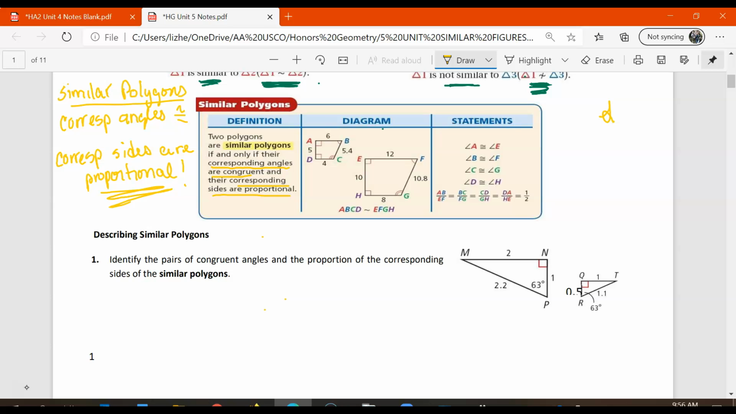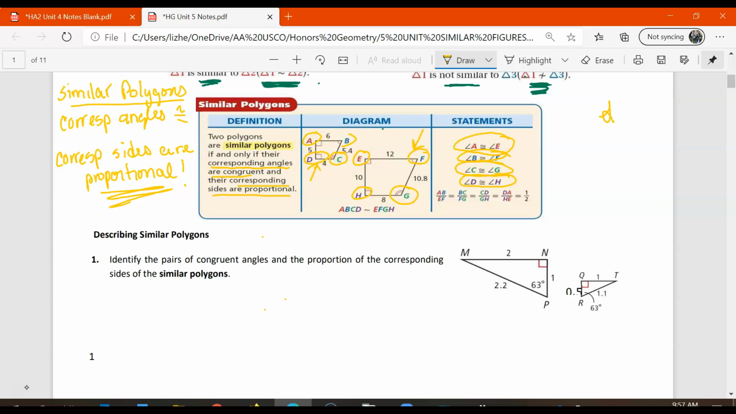All right, so let's look at this diagram. We have this little trapezoid right here, and we have the big trapezoid. In order for these to be similar, all corresponding angles have to be equal, which means angle A has to equal angle E, which they do. They're both 90 degrees. Angle D has to equal angle H, angle B has to equal angle F, and C has to equal G.